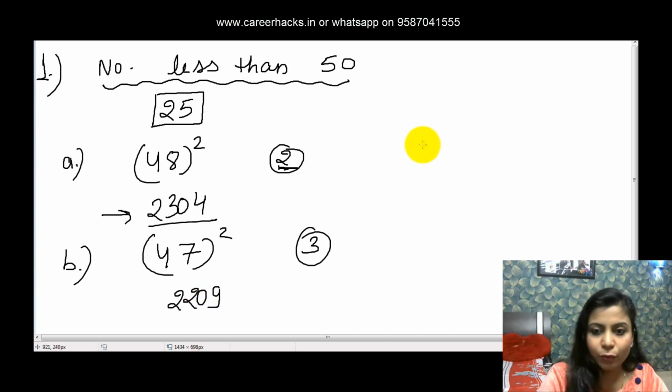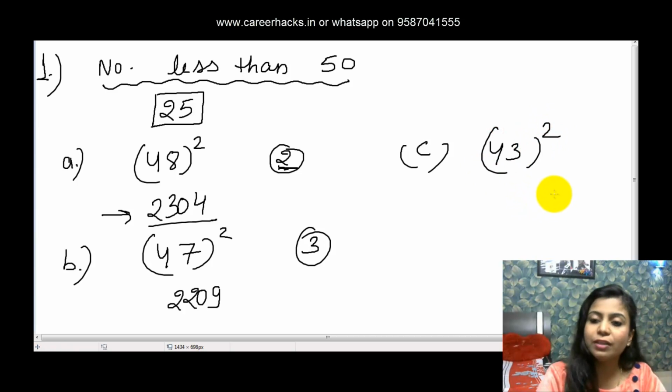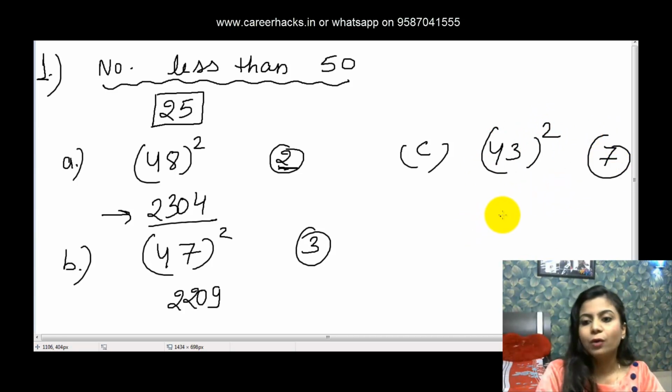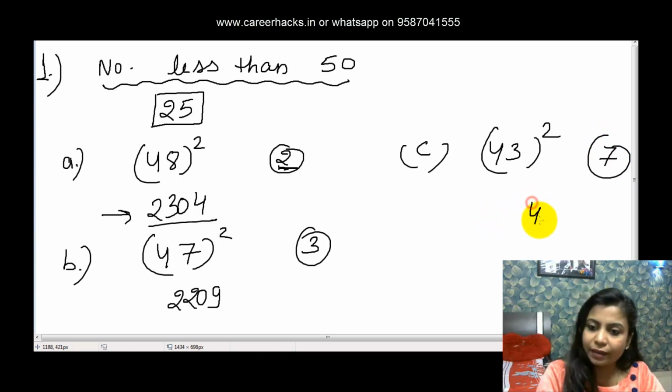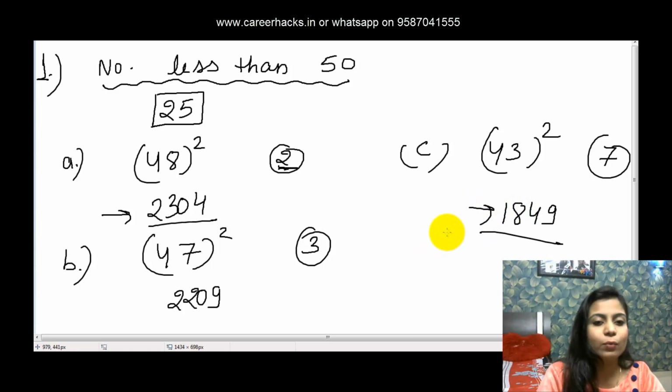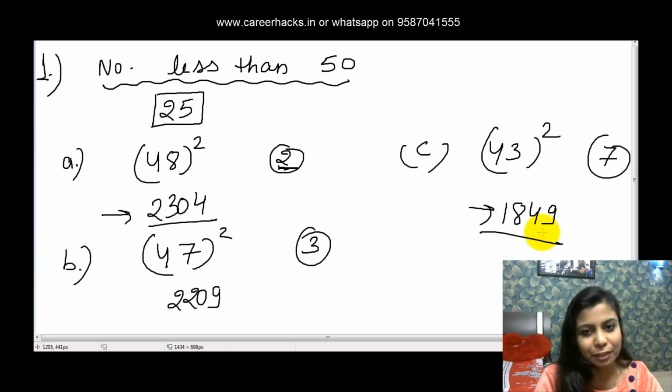Now let's take one more example: suppose 43, the square of 43. How much is it less than 50? It is 7 less than 50. Now the square of 7 is 49, and subtracting 7 from 25, that is 18, so 1849 is the square of 43. See, within seconds you can find the square of numbers just less than 50.